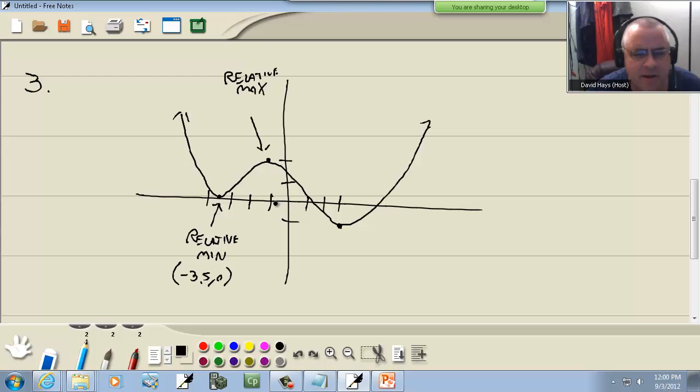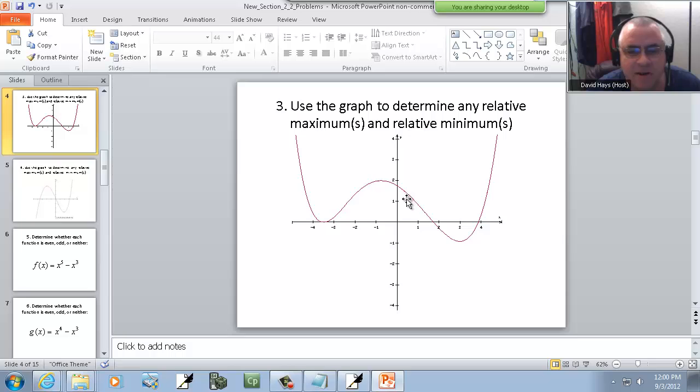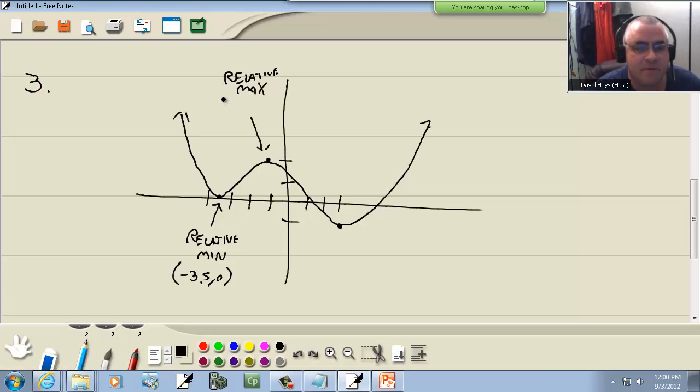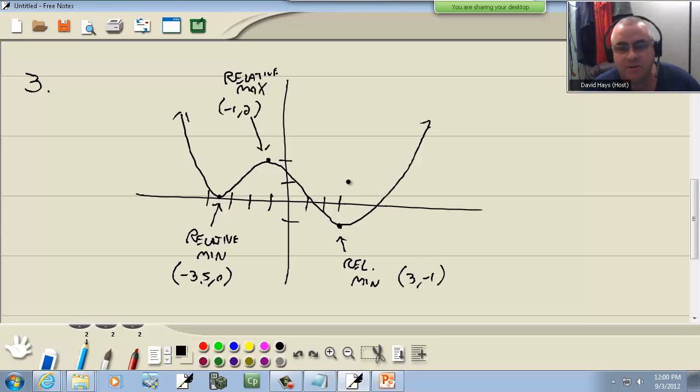And that would be what? -1, 2. Can't hardly see where my tick marks are. And then this over here would be a relative min. And it'll be 3, -1. Again, it's a low point based upon what's around it. So it's going down, going down, going down, and then changes, and it's going up, going up, going up. So those would be our three answers.